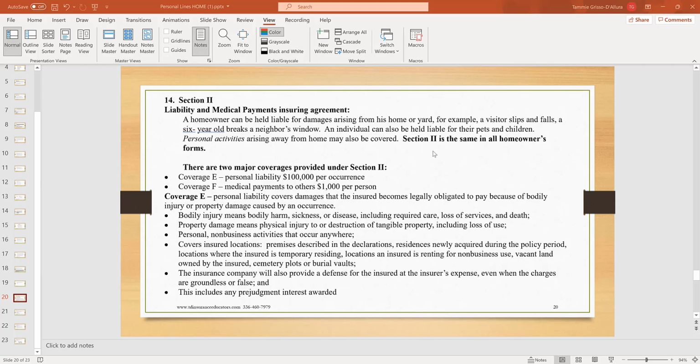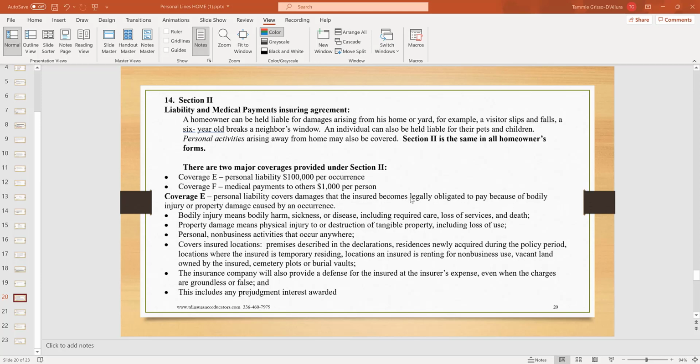Section 2 is the same in all your homeowner forms. So it doesn't matter if you have an HO8 or an HO5, you're always going to have these limits and coverages. Coverage E is personal liability, is $100,000 per occurrence, and coverage F is medical payments to others, and it is $1,000 per person.